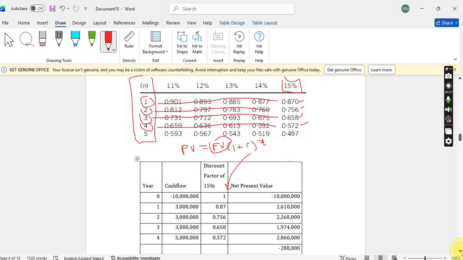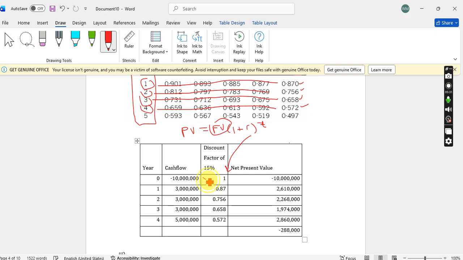Then you multiply negative 10 million times 1, negative 10 million. 3 million times 0.87, 2,610,000. 3 million times 0.756, 2,268,000. 3 million times 0.658, 1,974,000. Year 4, 5 million, that is 3 million plus the terminal value 2 million, times 0.572, 2,860,000.